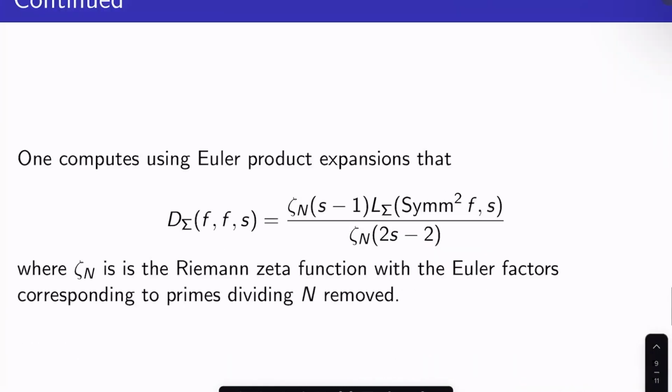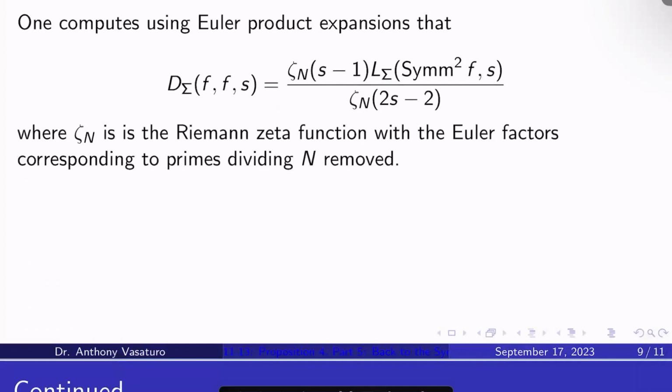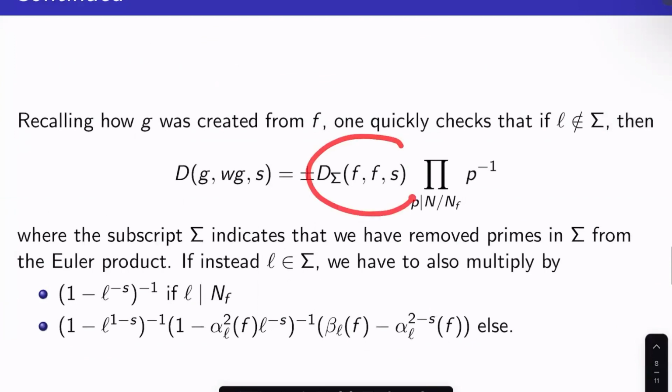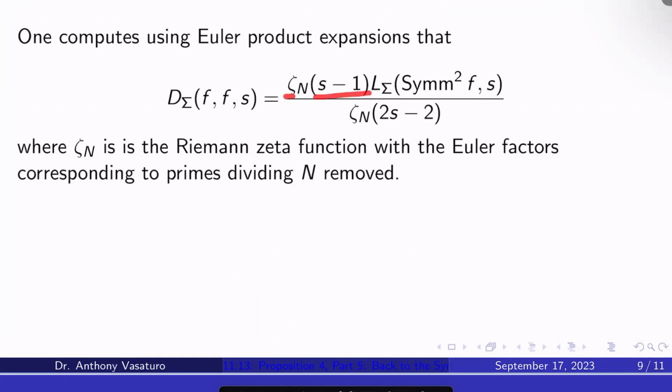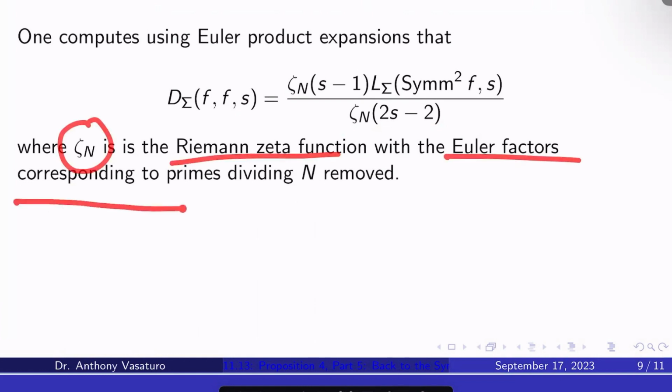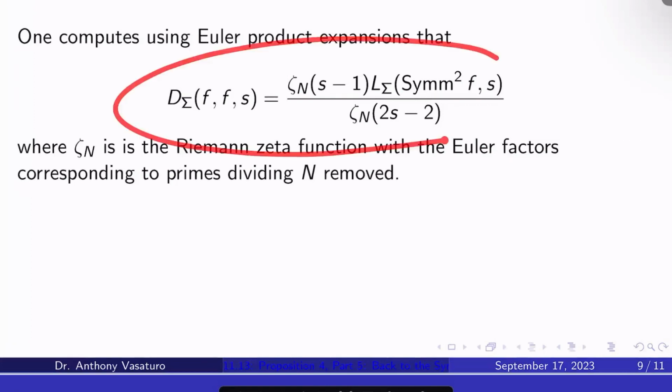Okay. Then you compute using Euler product expansions. Again, this is more just like unwinding definitions and comparing things that you already know how to calculate. You can actually calculate this d sub sigma of F, F, s up here because you have an explicit definition of it. And you find that it's zeta sub n of s minus 1 times L sub sigma sim squared f evaluated at s over zeta sub n of 2s minus 2, where zeta sub n is the Riemann zeta function with the Euler factors corresponding to primes dividing n removed. And L sub sigma is my L function with factors at primes in sigma removed, as usual. So we have this relationship here.